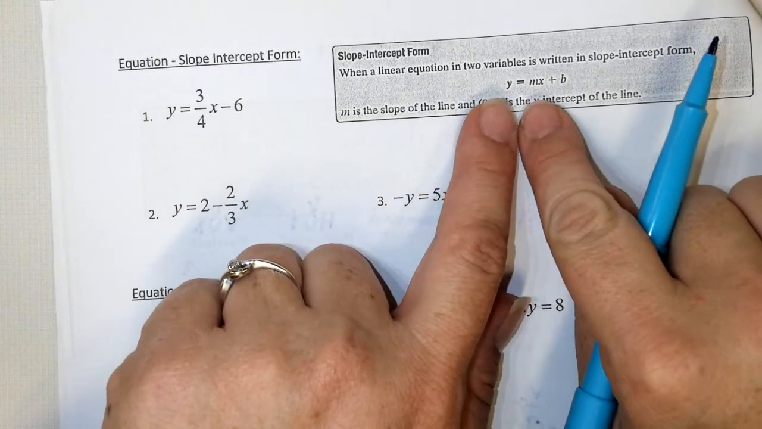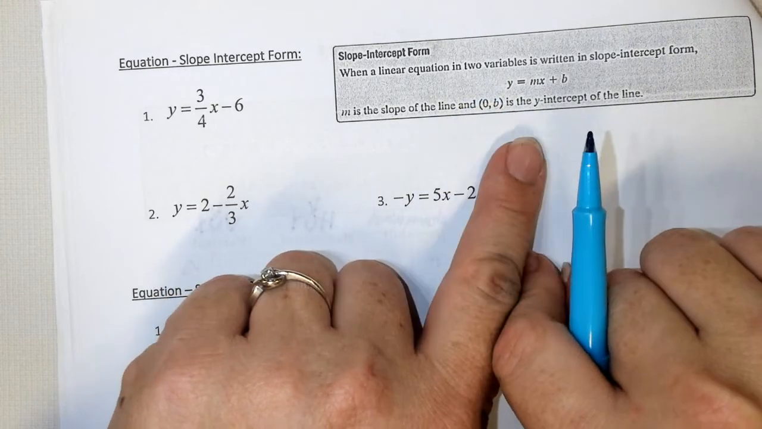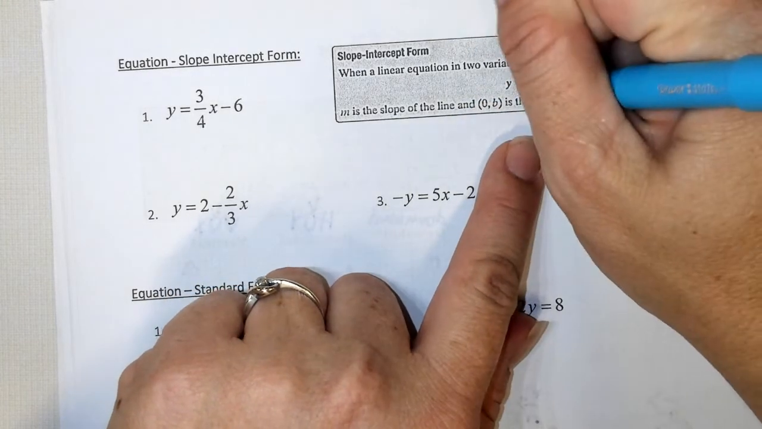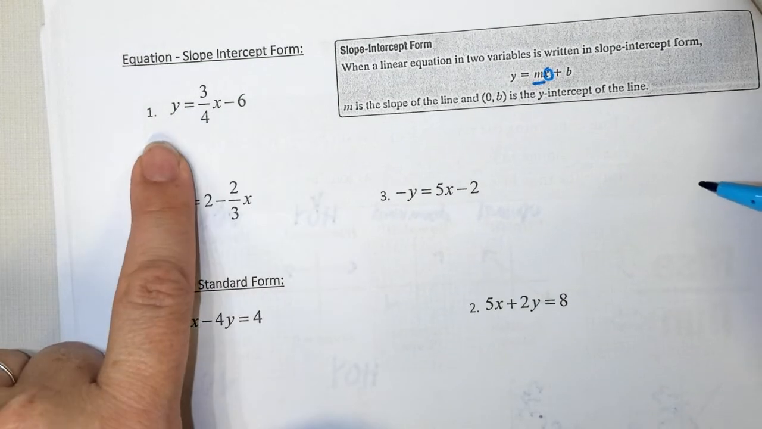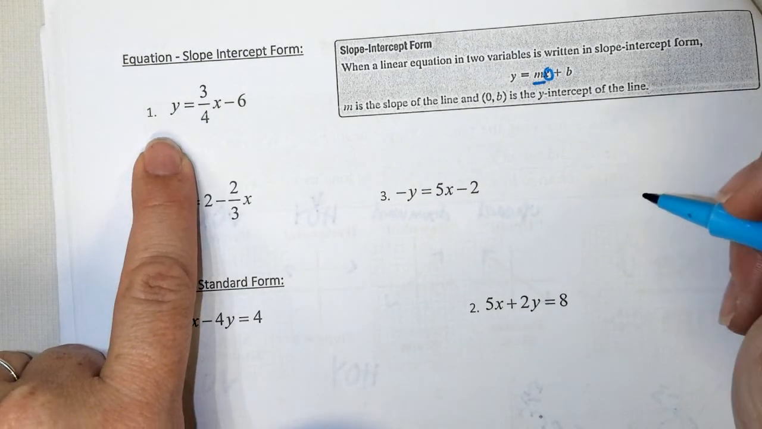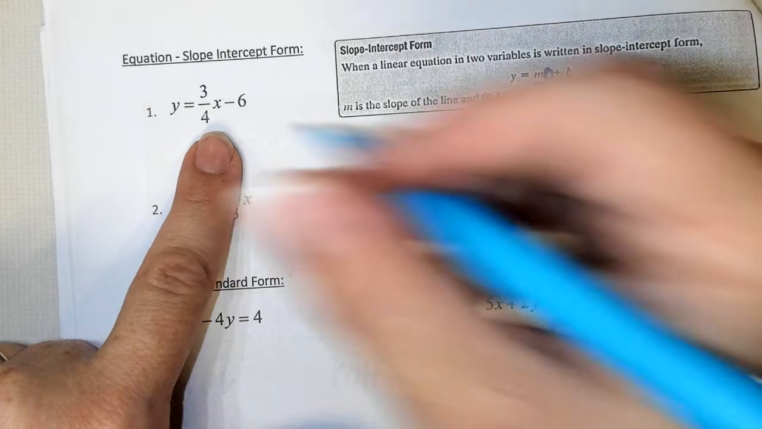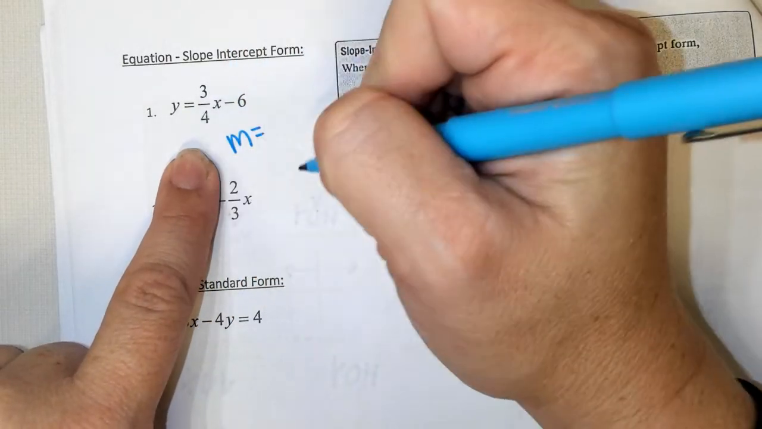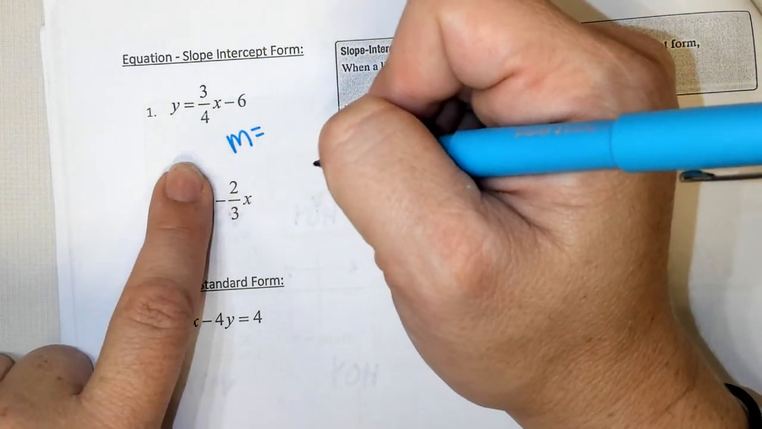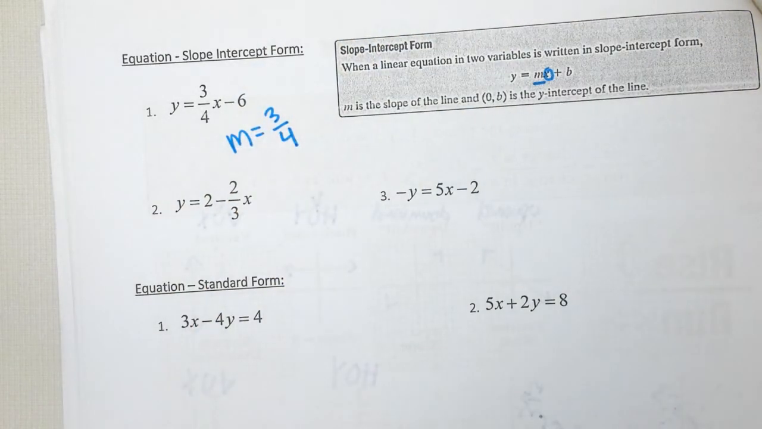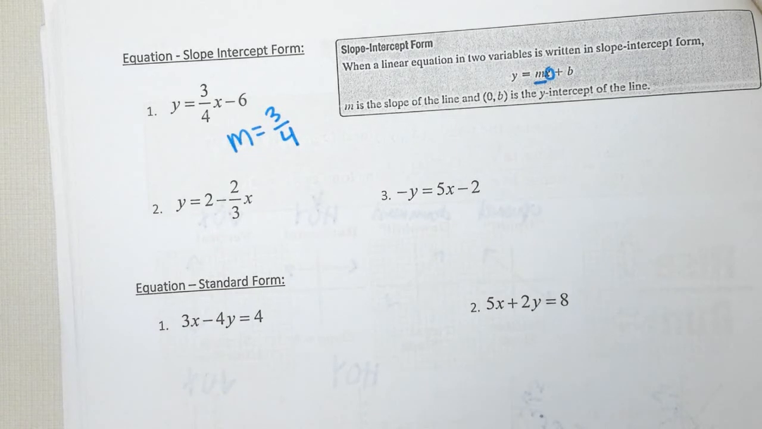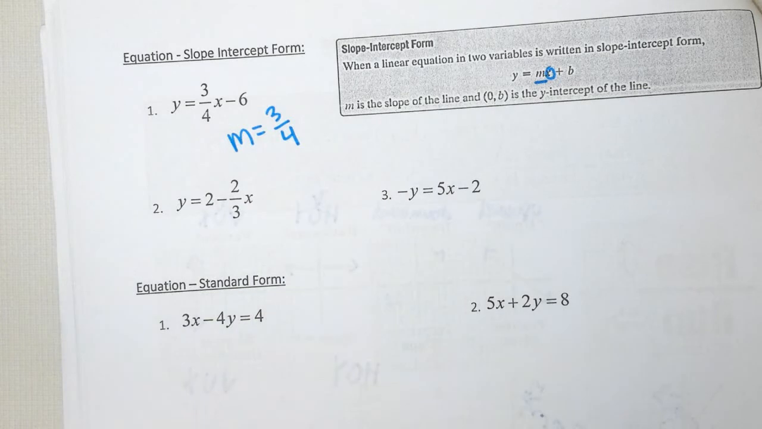But we know y equals mx plus b. What does m stand for? Slope. And what's always touching my slope? The x. So is y alone? Yes. What's touching my x? 3 over 4. Is that your slope? Yeah, all we're doing is looking for slope. We're not solving anything or doing anything. We're just looking for slope.